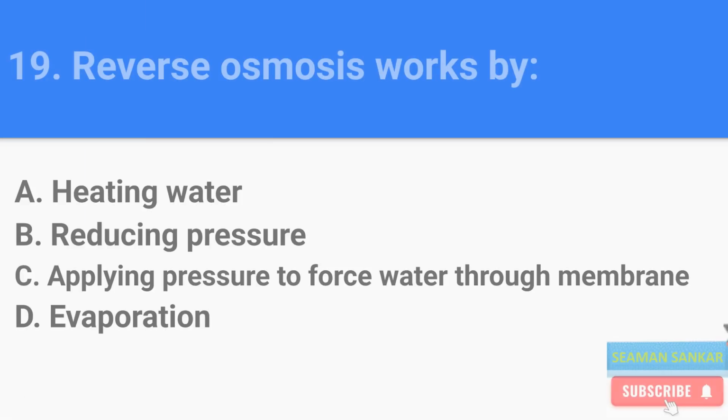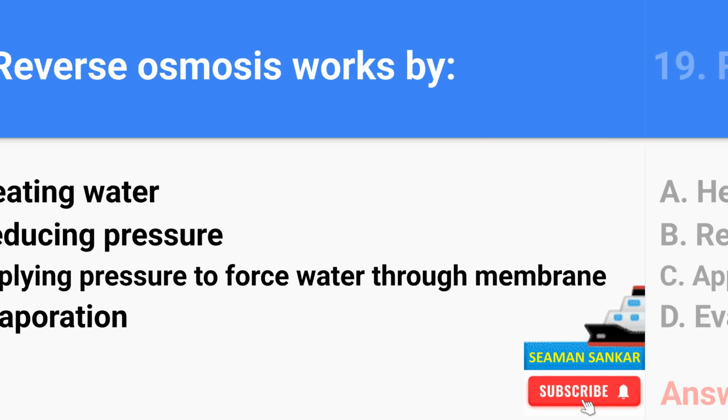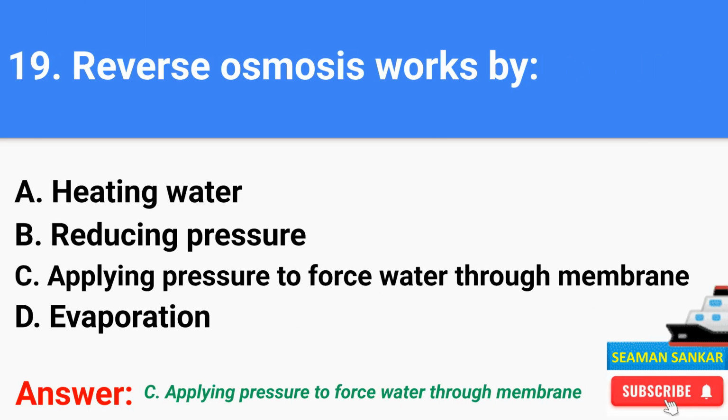Question 19. Reverse osmosis works by A. Heating water, B. Reducing pressure, C. Applying pressure to force water through membrane, or D. Evaporation. Reverse osmosis works by C. Applying pressure to force water through membrane.